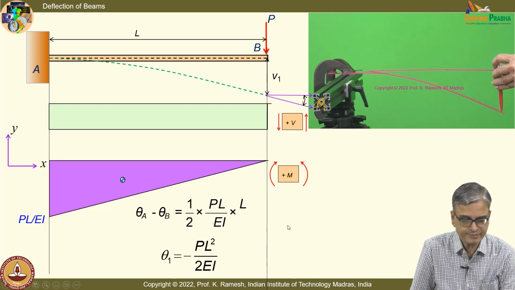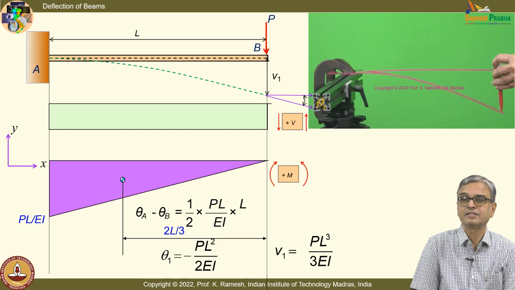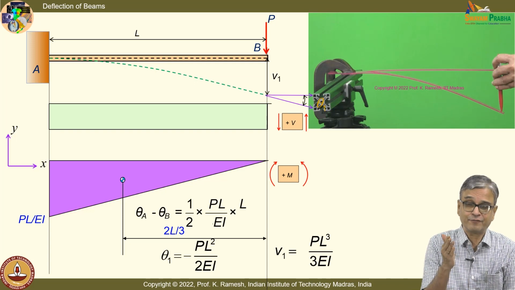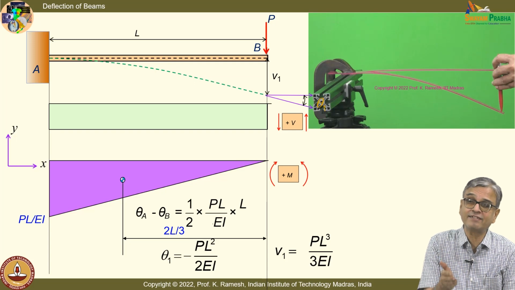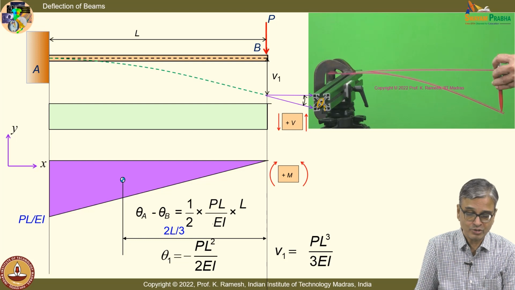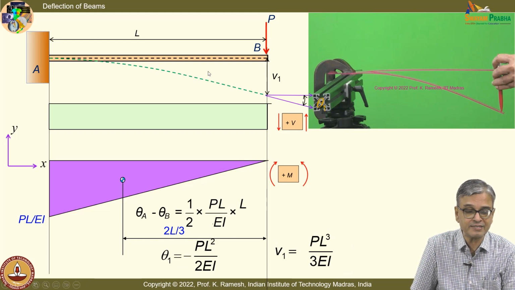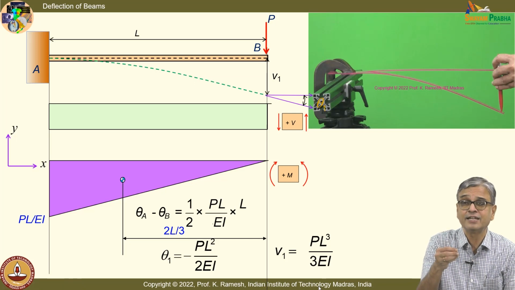So this is a centroid, and I can find out this is 2L by 3, okay. So I get this as PL cube by 3EI. I have not got the sign. If you do by direct integration, I will get this as minus PL cube by 3EI. So I am sensitizing you. It is enough from our analysis point of view. I get the magnitude. I know physically how the beam is deflected. So I can always label and say that this V1 is nothing but PL cube by 3EI. I have already shown what is the deflection.